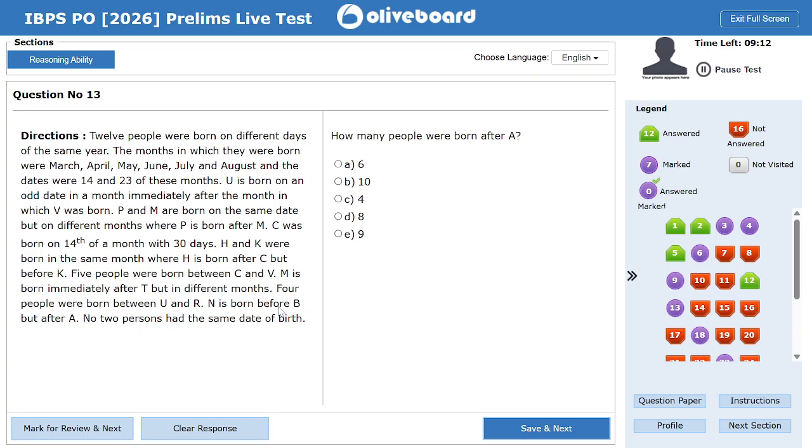Then N was born before B. N was born before B, but after A, and no 2 persons had the same date of birth.